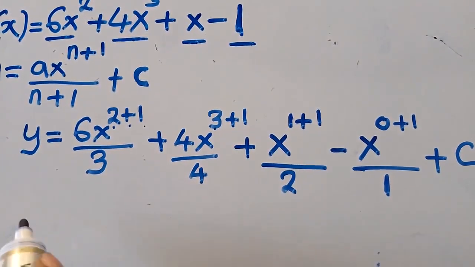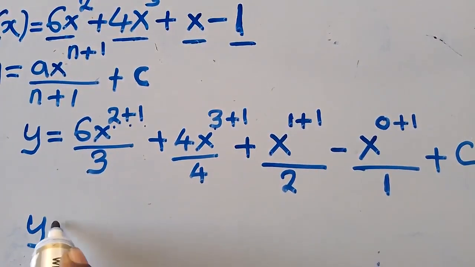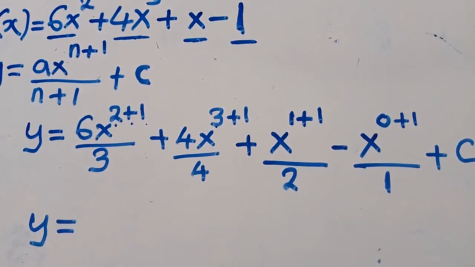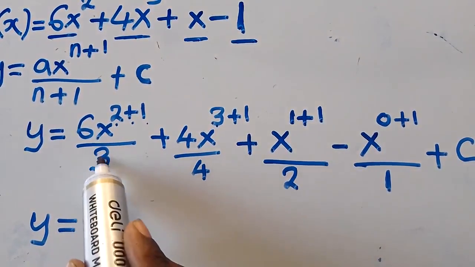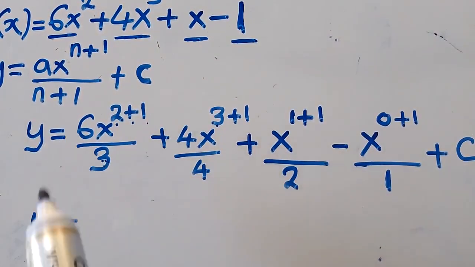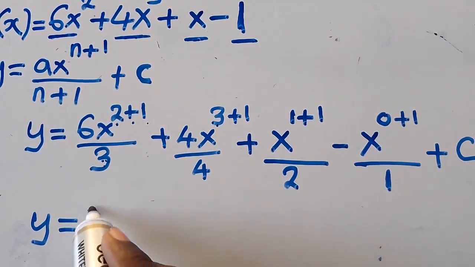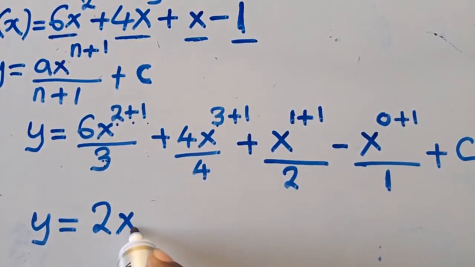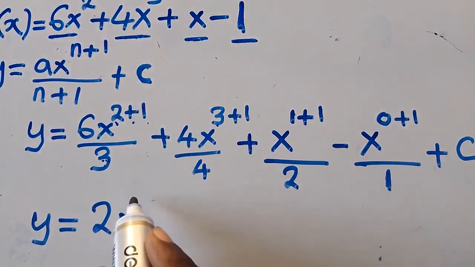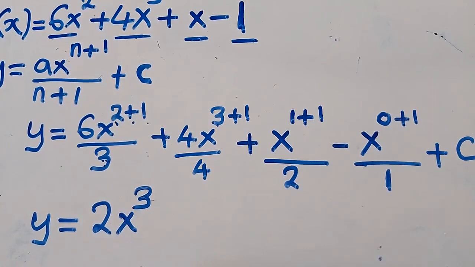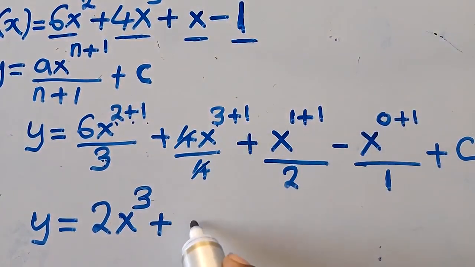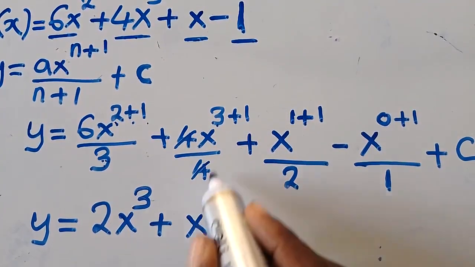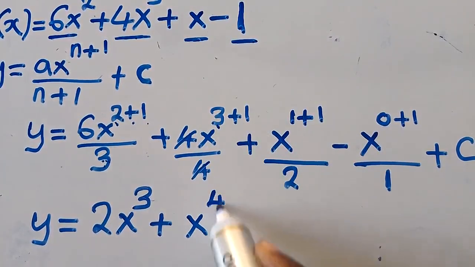So in that format, I'm going to say y is equal to, now I write down my final answer. What is 6 over 3? It is 2. So I'm going to say it is 2x. Have you seen? Then 2 plus 1, it is 3. So I'm going to put a 3 there. Then I'll say plus. What is 4 over 4? It is 1. They are going to cancel out. So I'm just going to have x raised to the power 3 plus 1, 4, raised to the power 4.